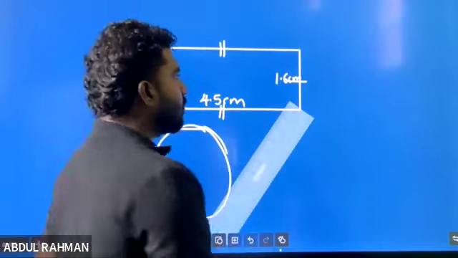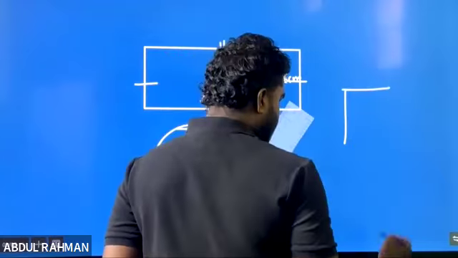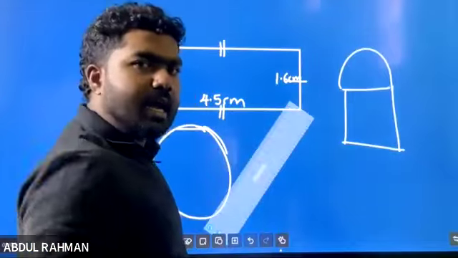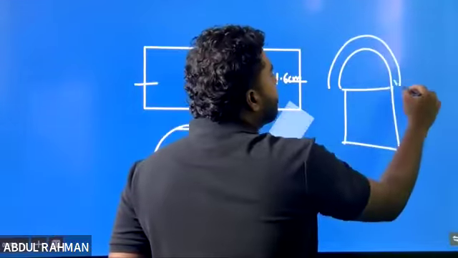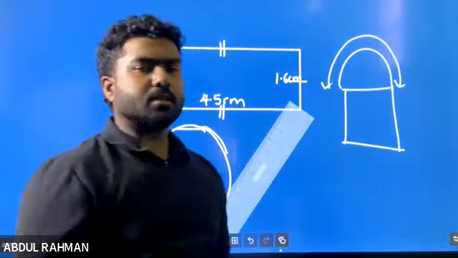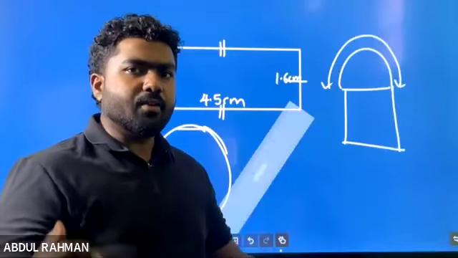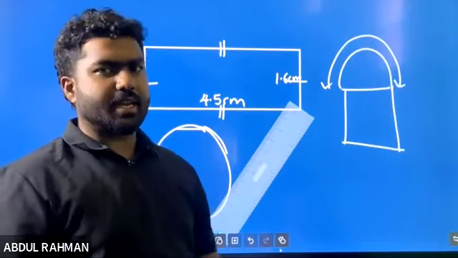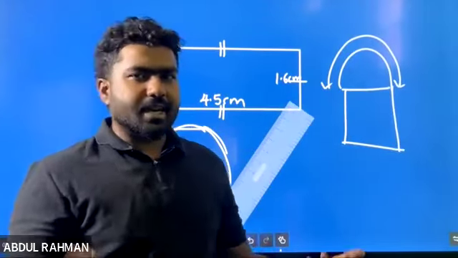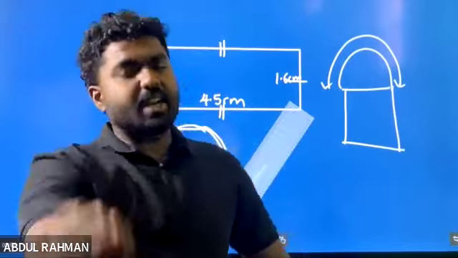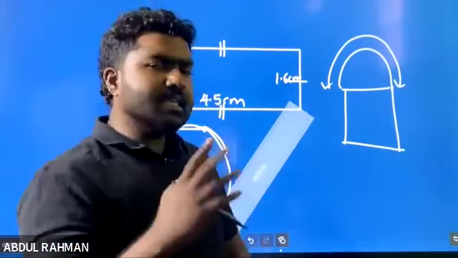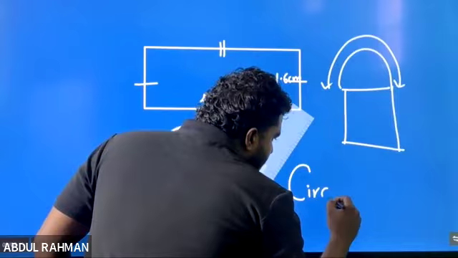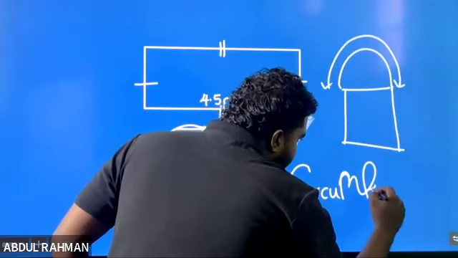If you get a diagram like this and they ask you to find the length of this, how will you measure? It's going to be a very difficult task to measure a curved line. This is a straight line. Measuring a straight line is easy, but measuring a curved line is very difficult. So there is a word called circumference.